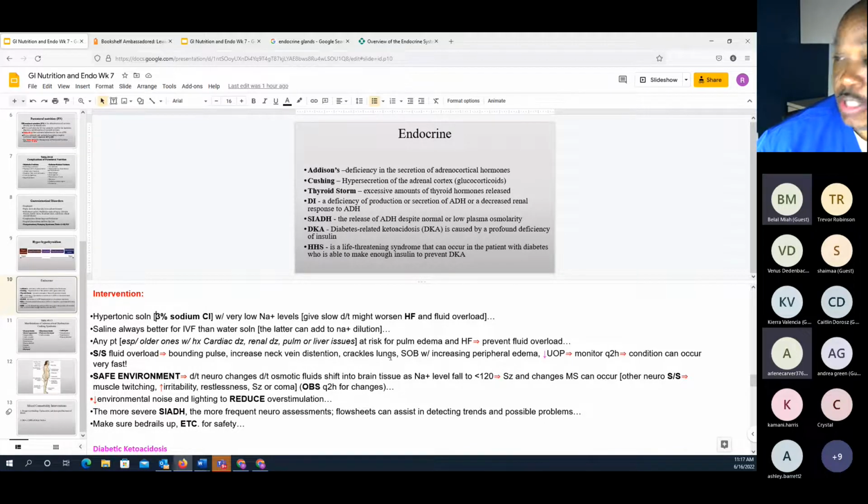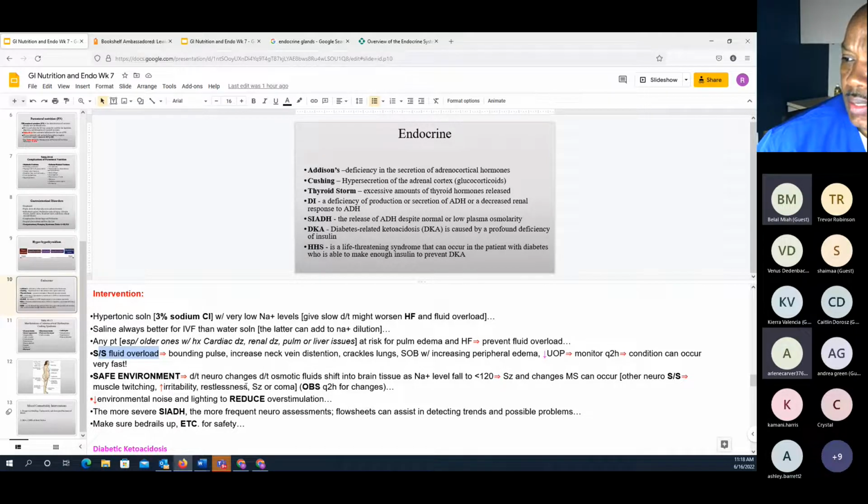Let's see. These patients, they are at risk, especially older patients or patients with renal, liver, or pulmonary disease. They're more at risk for pulmonary edema and heart failure. So make sure you're monitoring those patients in particular. This is your fluid overload signs and symptoms that can occur. And so look at these signs and symptoms here, right?